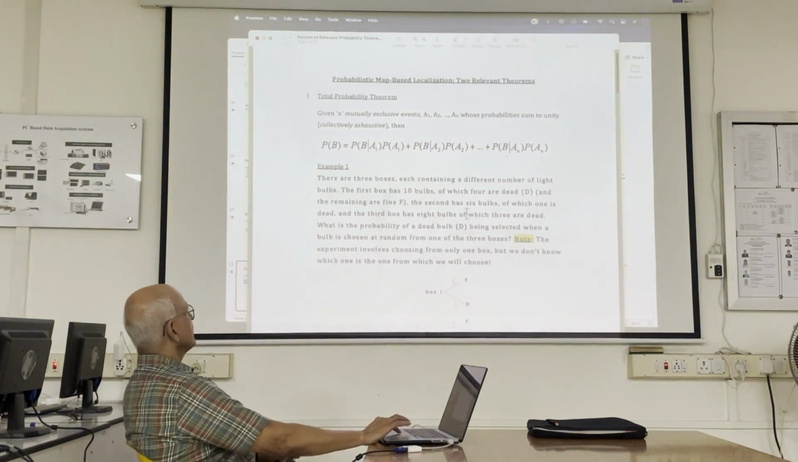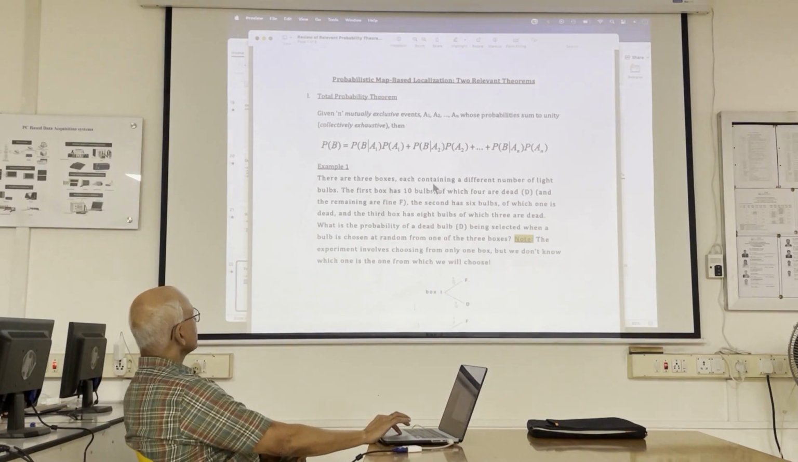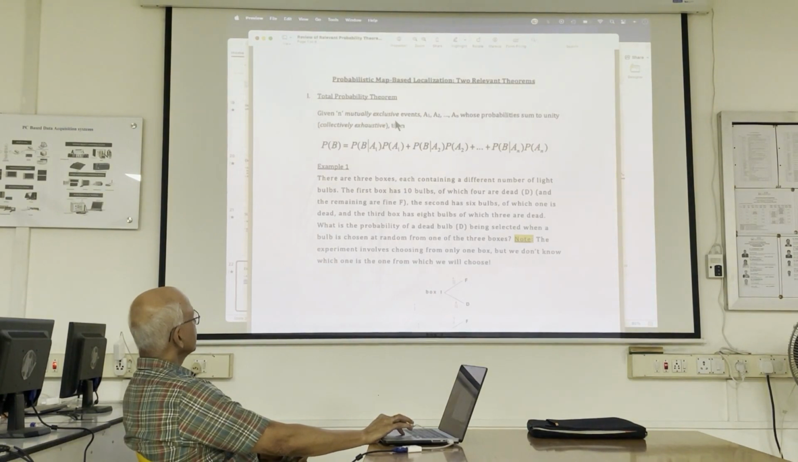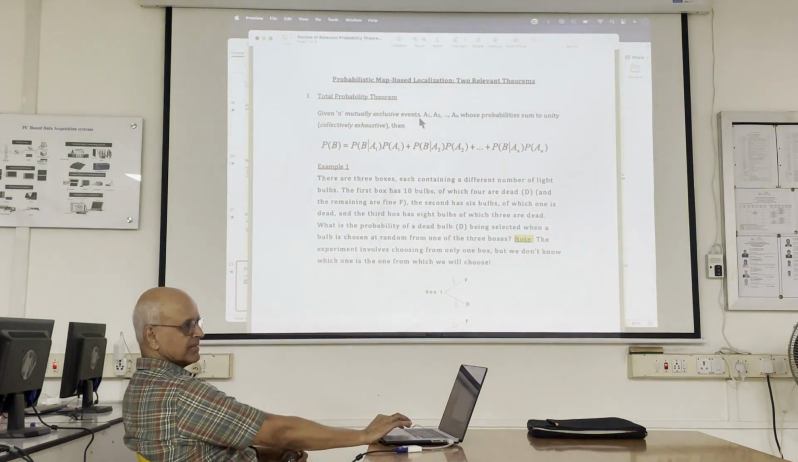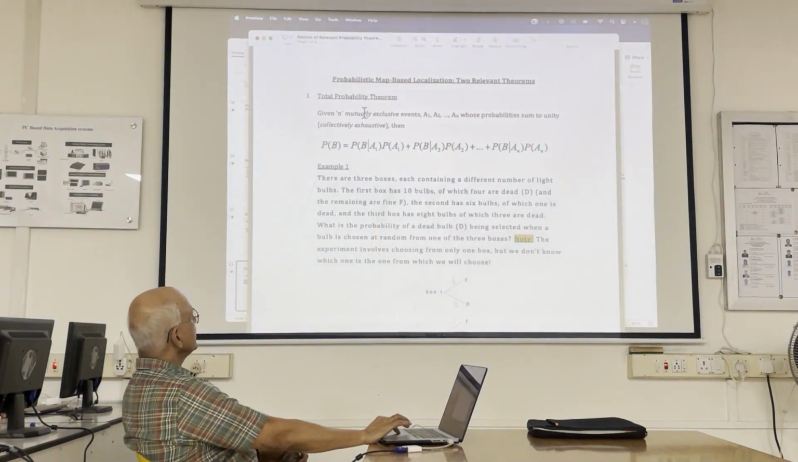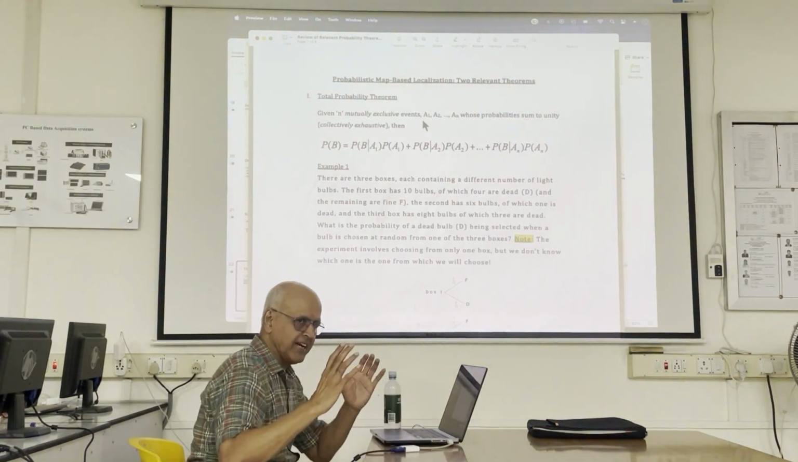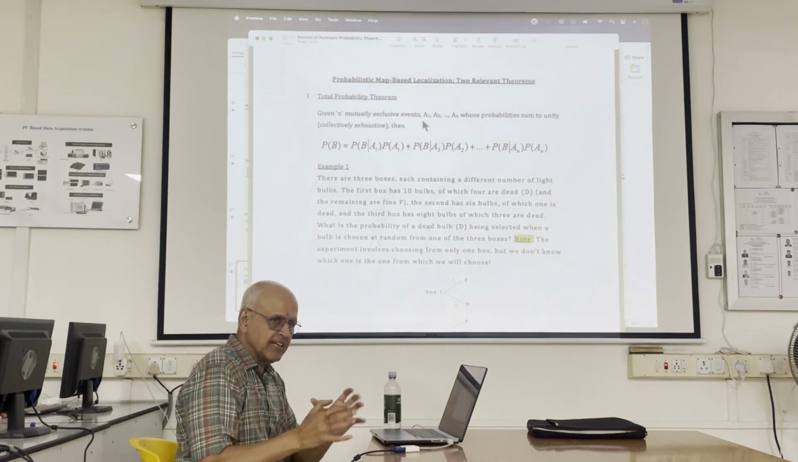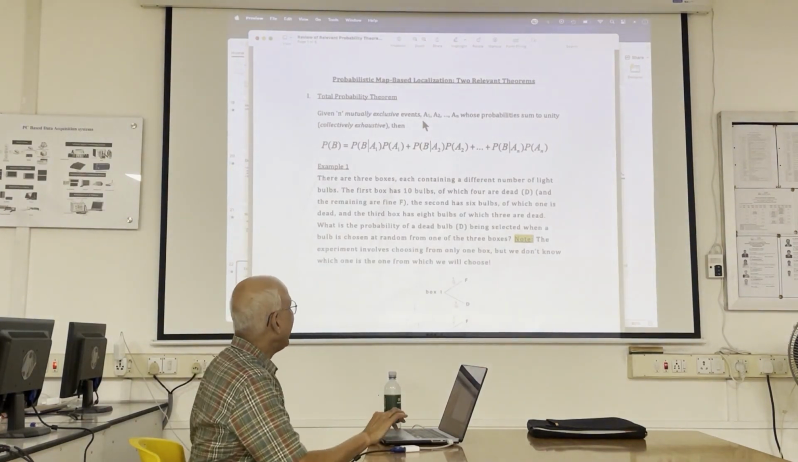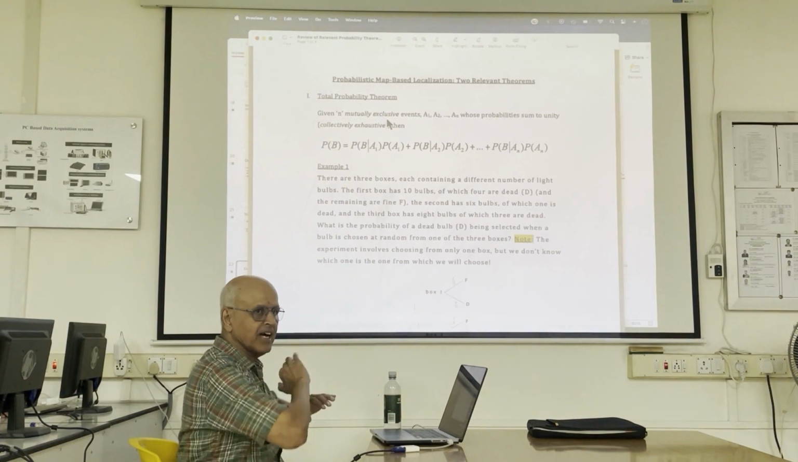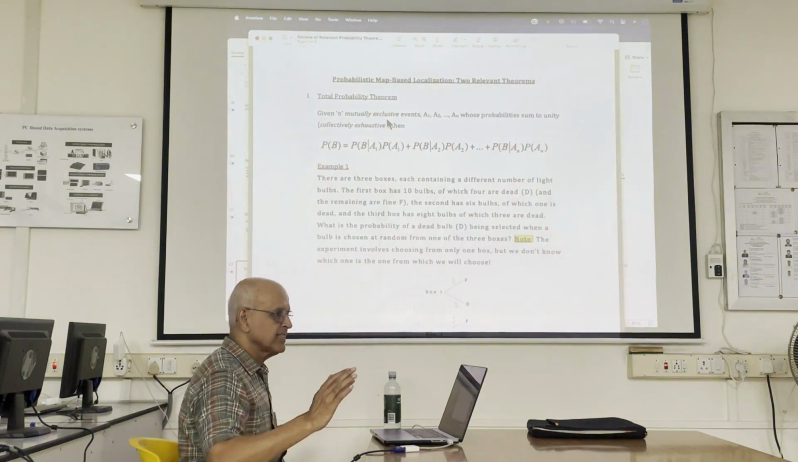Okay, so let's start with the total probability theorem. At first it looks like another boring mathematical formula, but let's go through it. So given n mutually exclusive events, it's very important, n mutually exclusive. So immediately you imagine the Venn diagram. There can't be any overlap. They have to be side by side. And those n events cover the complete sample space.